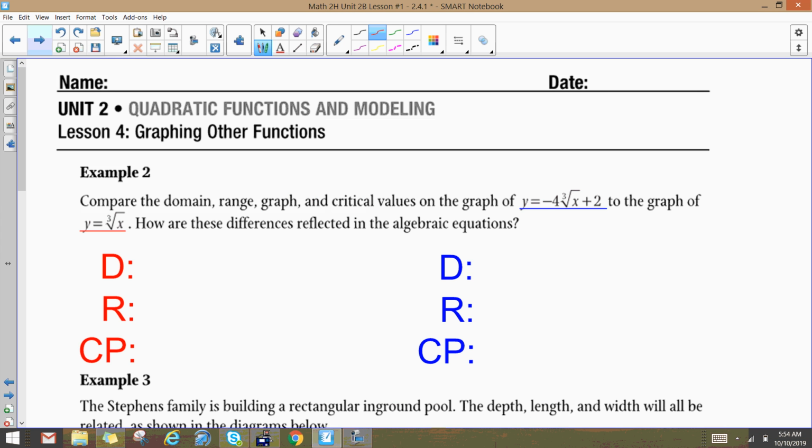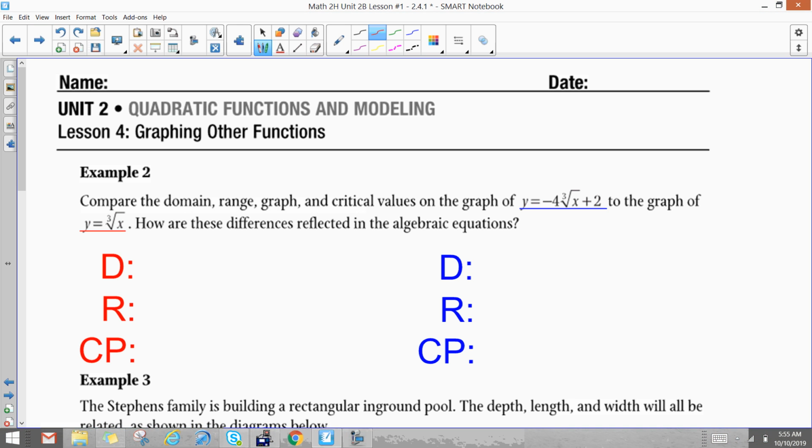Your next problem is going to ask you to compare. Now, the book just asks for domain, range, and the graph, and the critical values, but just make sure you'd be able to answer increasing and decreasing as well. So I'm going to do our parent one in red, and I'm going to do this new one in blue, and just show you quickly what we would expect.